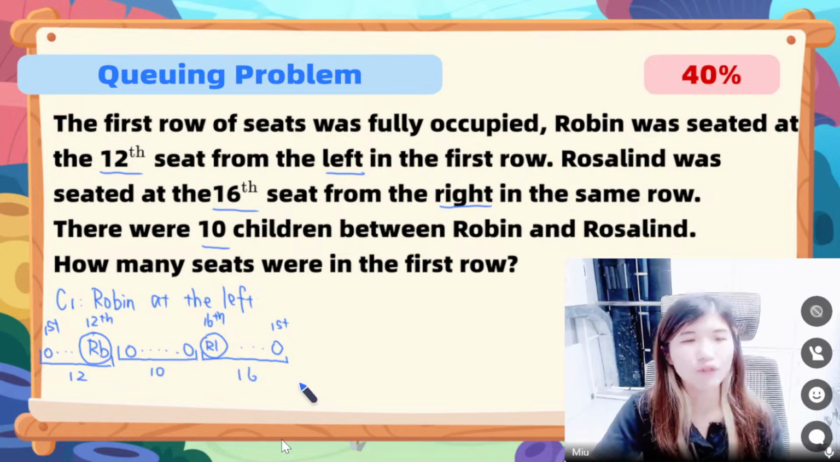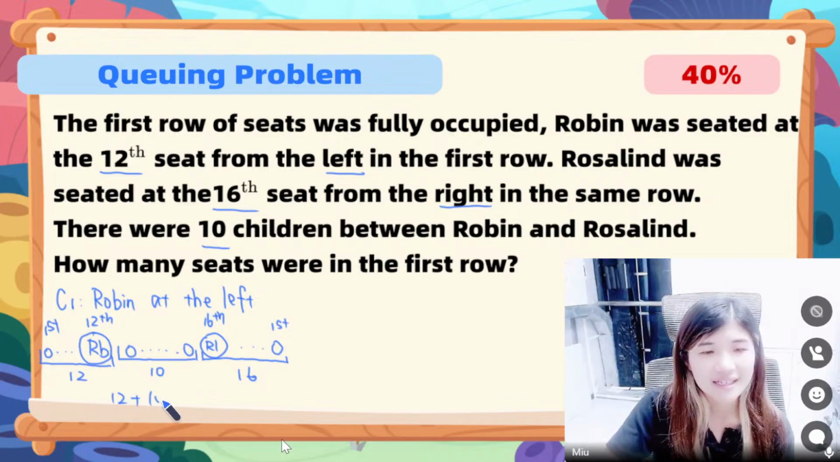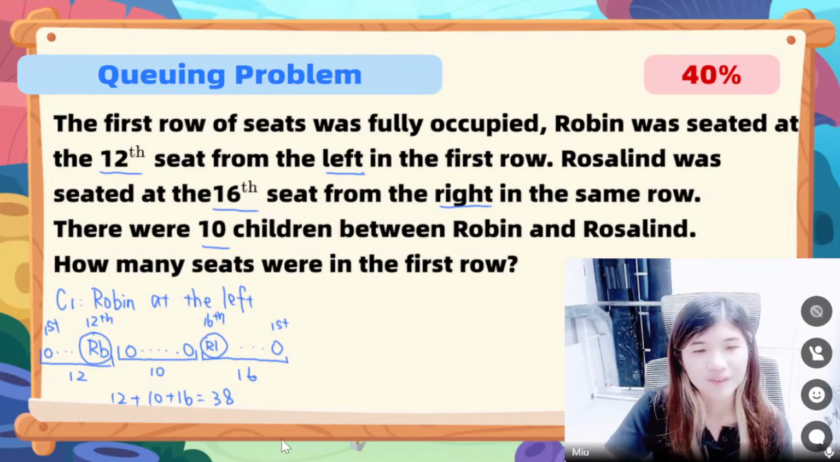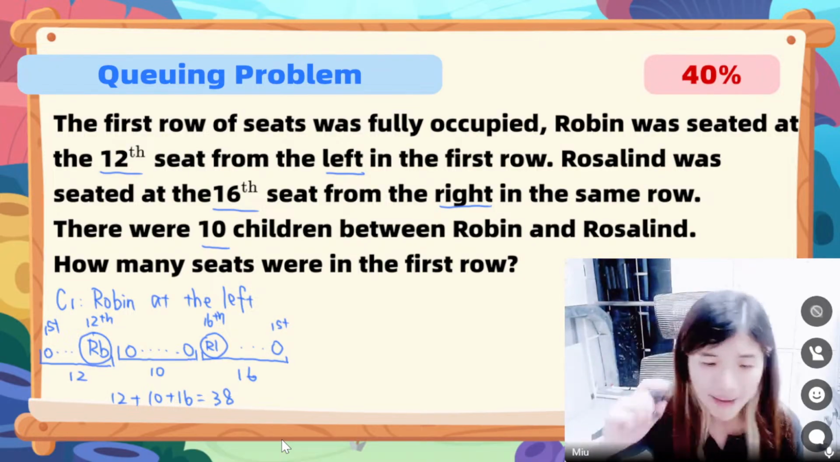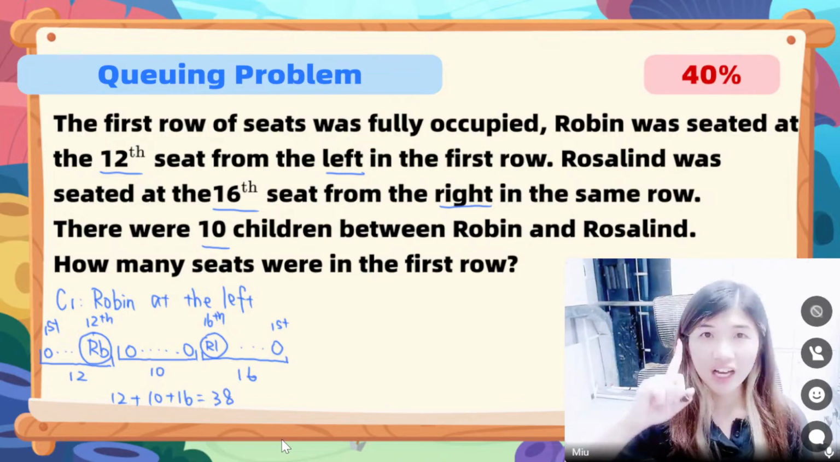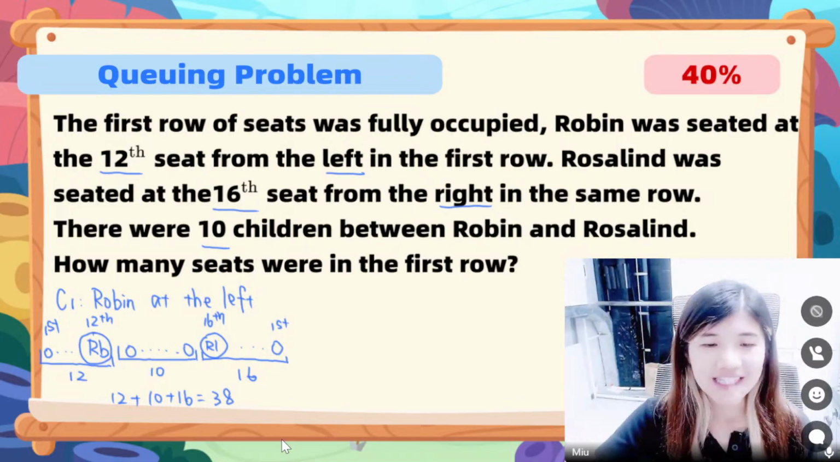So for the first row, altogether, it would be 12 plus 10 plus 16. That equals 38. So the first row has altogether 38 people. But then again, this is only one case. What about case number 2?